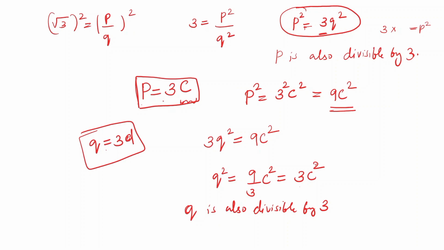So there is a common factor 3. But we assumed that the only common factor should be 1. Highest common factor should be 1. But here we got a common factor 3. Other than 1, there is a common factor 3. So our assumption went wrong, and hence we proved root 3 is irrational. Hence proved.